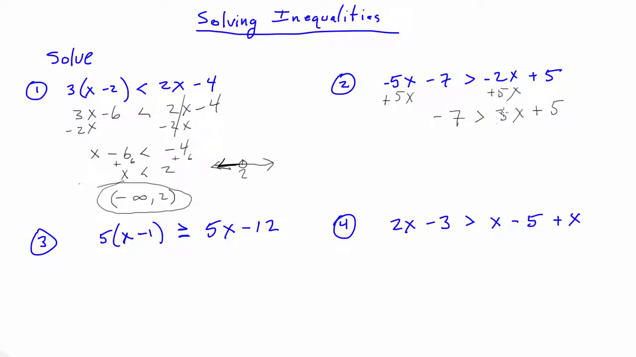We need to solve for x. X just happens to be on the right and leaving it positive. So we need to subtract 5. And that gives us negative 12 greater than 3x. And we need to divide by 3. Those cancel, and we're left with this. Now this says negative 4 greater than x.